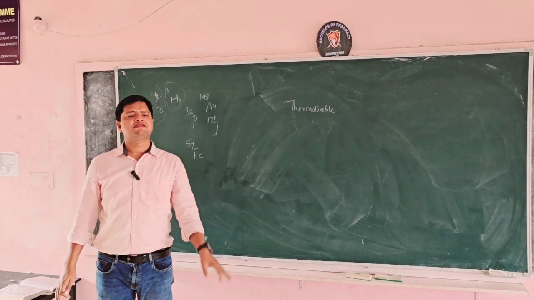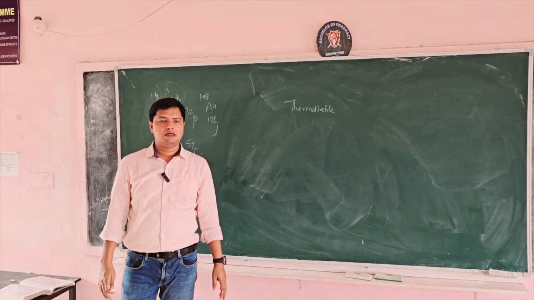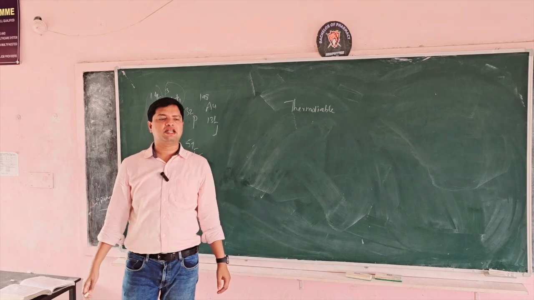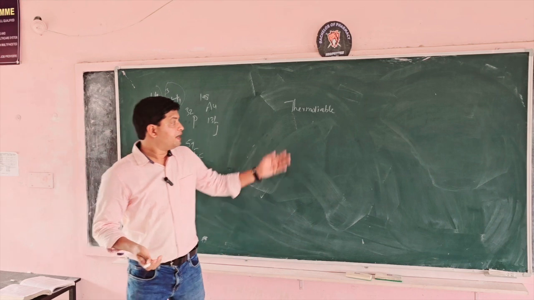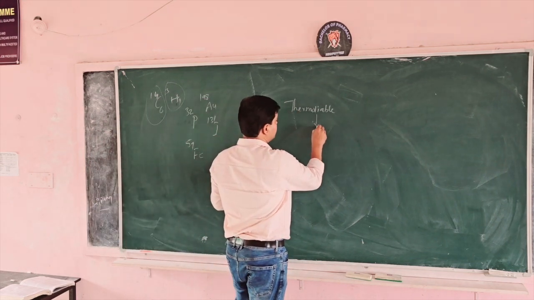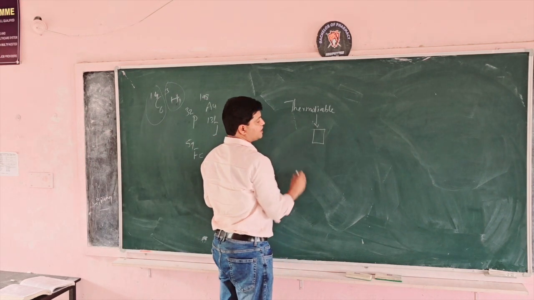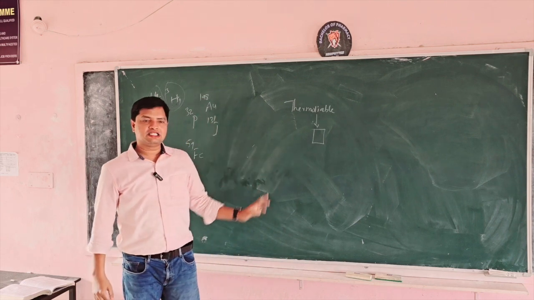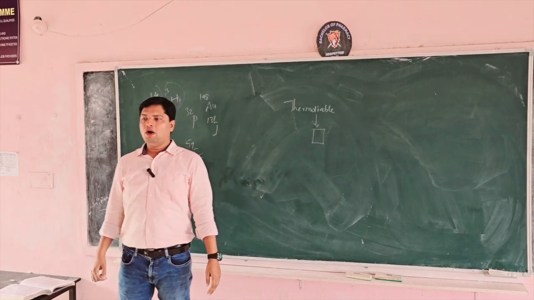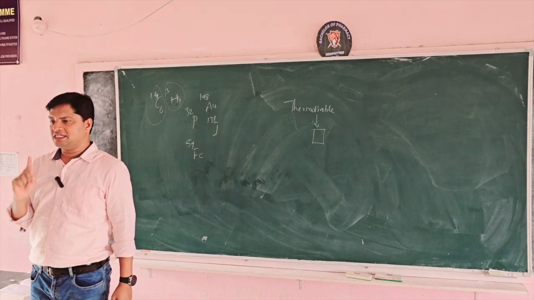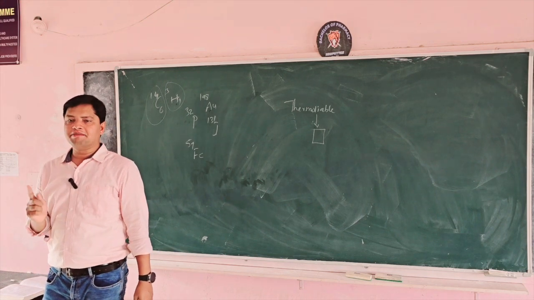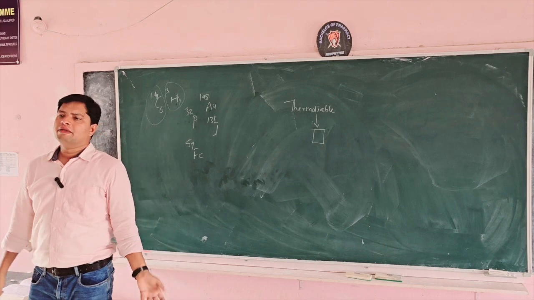What is the best way of sterilization? The normal way of sterilization is that we heat it. But I have a thermolabile drug. I am producing an injection in which the drug is thermolabile. Now I can't use the heating method for sterilization. If I use the heating method for sterilization, it is gone.